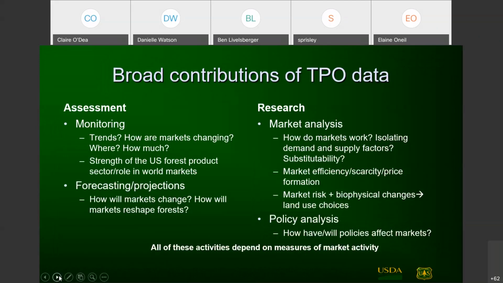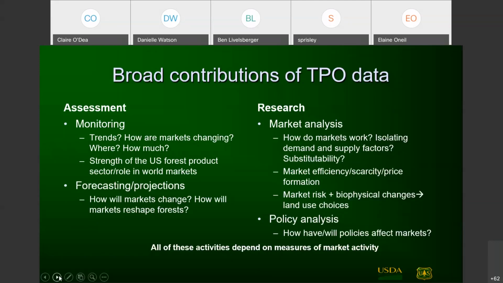I've already mentioned, through the two recent publications, the contributions to monitoring so that we can figure out trends and the role of the U.S. forest products sector. The data also contributes to market analysis research as we seek to understand how these markets work and determine market efficiency, scarcity, and price information. Our information about trends can be layered onto our understanding of markets to help us do forecasting and make projections about how markets will change and ultimately possibly reshape our forests.